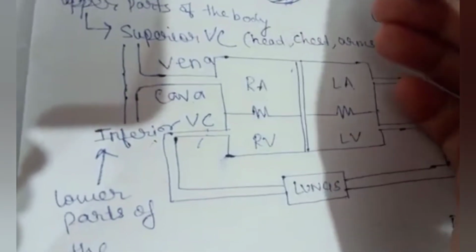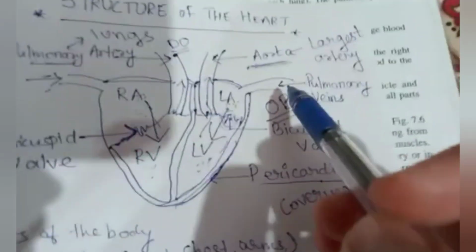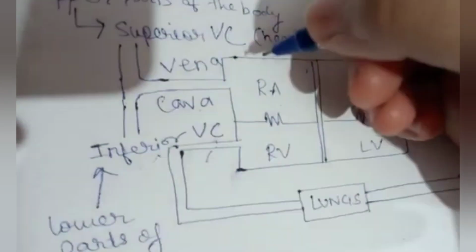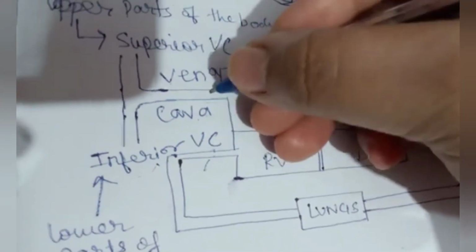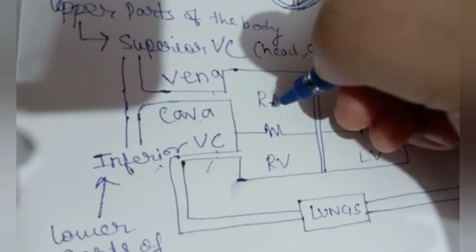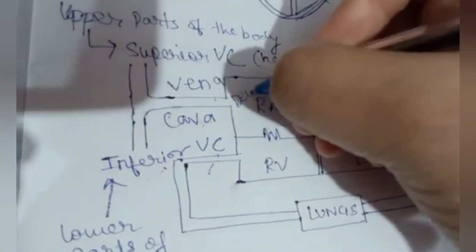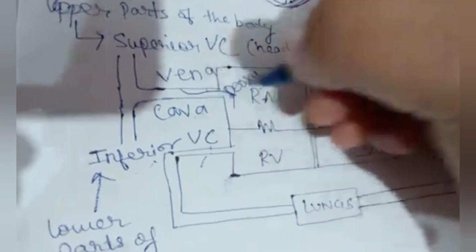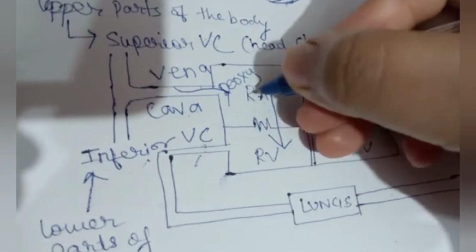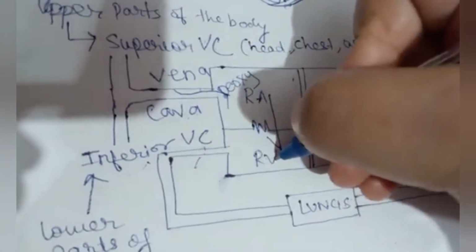Like the aorta, which we have studied, is the largest artery, in the same way vena cava is the largest vein of the body. So the vena cava is bringing the blood to the right auricle. What type of blood is it? Deoxygenated blood. From the right auricle, it is coming down to the right ventricle.